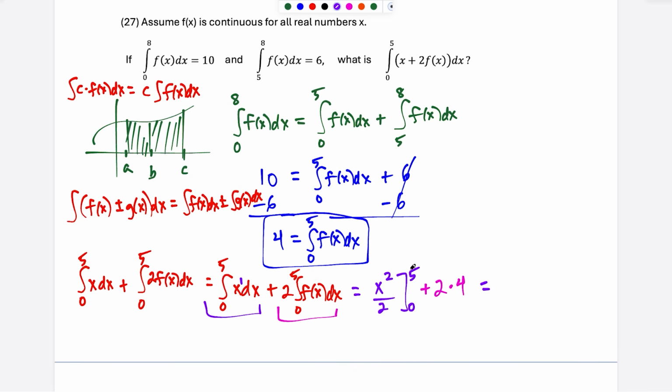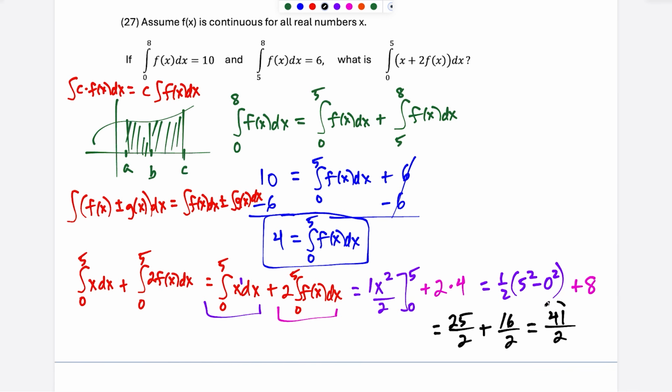Now we'll give ourselves a little space. This is equal to 1/2 in front of the x squared, so I'm going to have 1/2 times 5 squared minus 0 squared. I antiderive, plug in the upper limit to the antiderivative, then the lower limit, and then subtract. Then plus 2 times 4 at the end just gives us 8. Now we simplify. This is going to be equal to 25 over 2 plus 8, and 8 I could express as 16 over 2, so I can combine these into a single fraction. 25 plus 16 is 41, so I have 41 over 2. Or I could say 20.5, but I'll just stop at this part.